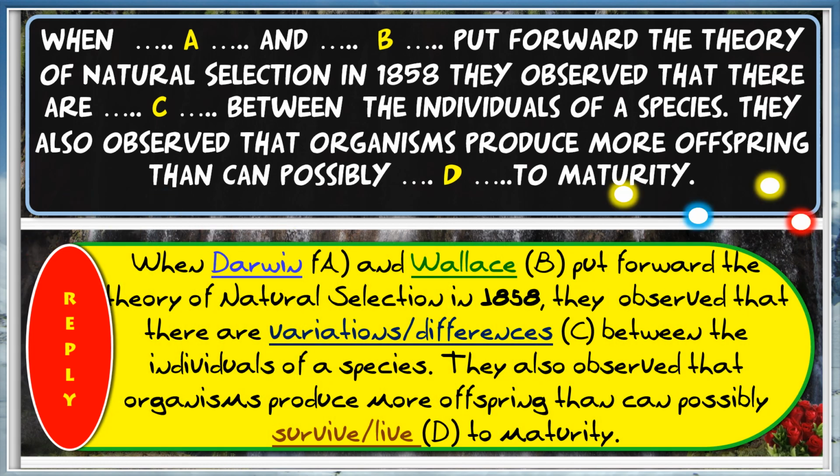When Darwin and Wallace put forward the theory of natural selection in 1858, they observed that there are variation or differences between the individuals of a species. They also observed that organisms produce more offspring than can possibly survive or live to maturity.